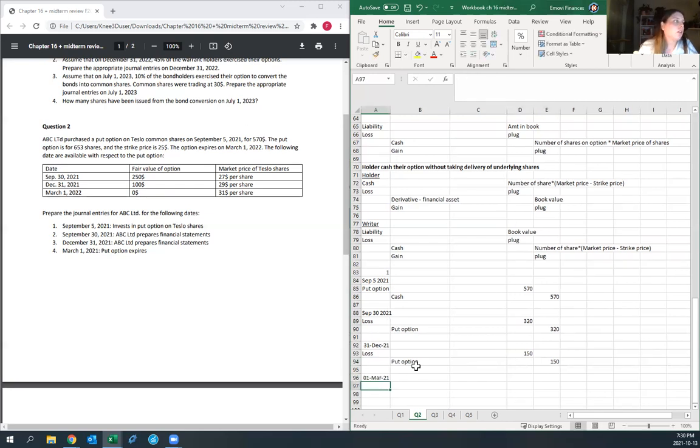And then on March 1st, 2022, the value is 0 because that's the date that they expired on. So you're going to have the loss of 150 to bring down your asset to 0.